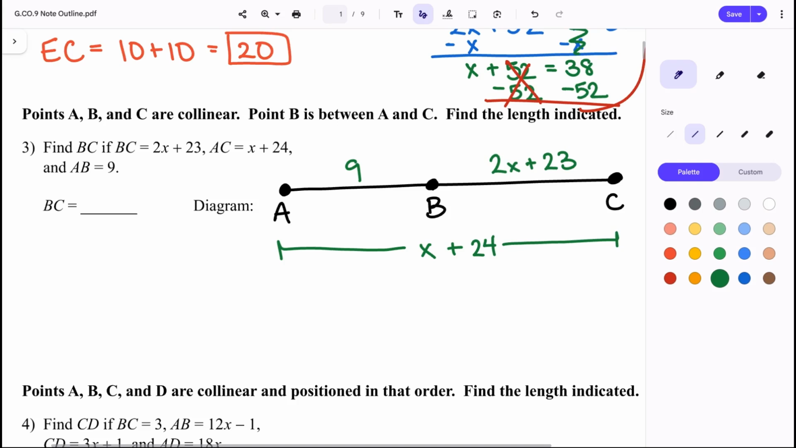Okay, once you have your picture drawn, then you can start thinking about how to set this up to solve for x. Because just like that last example, I need to figure out what x is, and then I can plug it back in to find my BC. So how would I set this up?